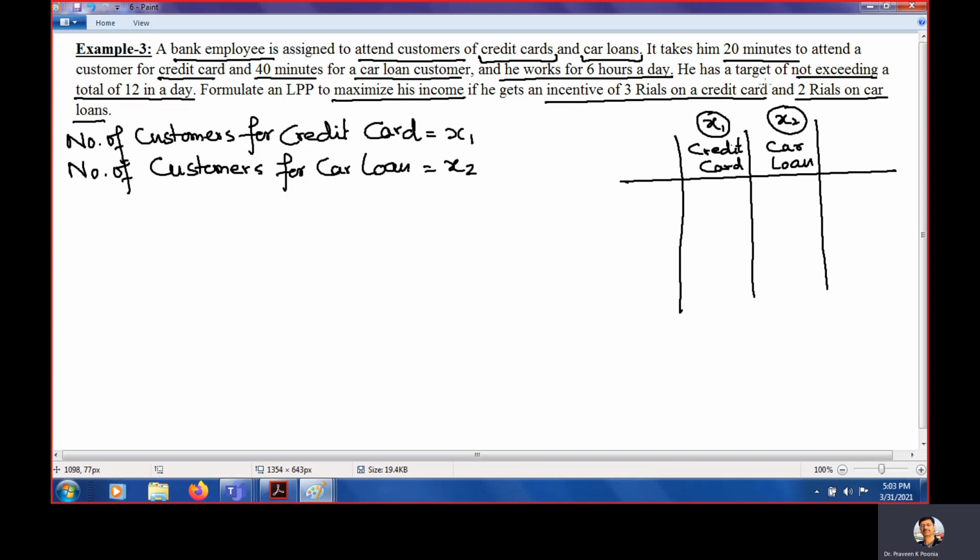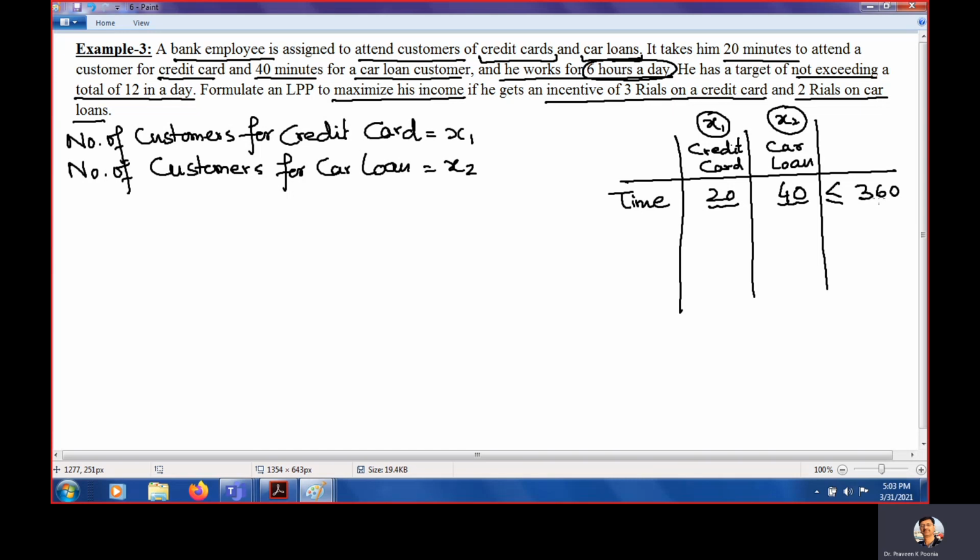Okay. So first, if we talk about time, how much time is he taking? He's taking 20 minutes for credit card and 40 minutes for car loan. 20 and 40. Clear? And he's saying he works for 6 hours a day. Maximum 6 hours. So maximum means it will be less than. He cannot work 7 hours or 8 hours. He will work 6, 5, 4 like this. Because this time is in minutes, we need to change 6 hours into minutes, and 6 hours in minutes is 6 into 60, so 360 minutes.